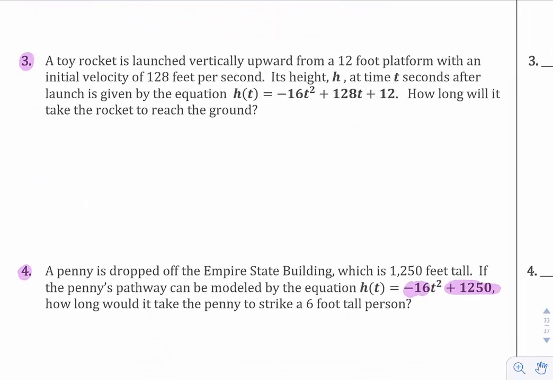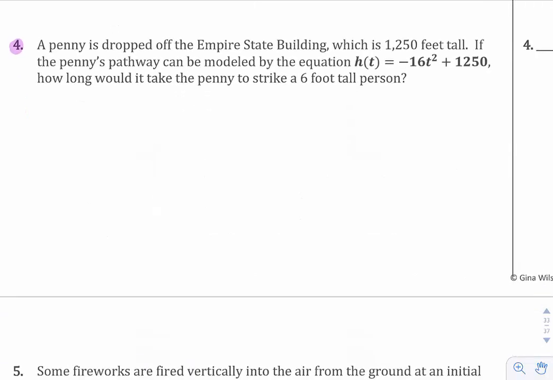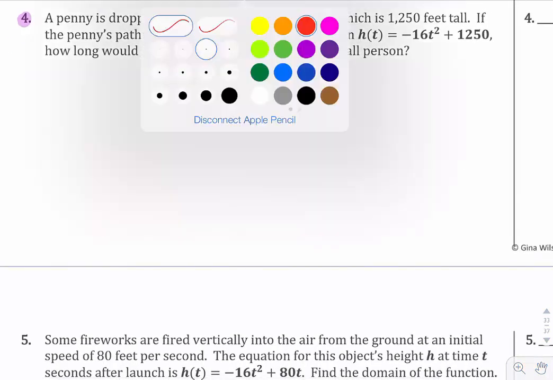Same thing when we get down here, and then I'll get to number 4. But again, we have a 12-foot platform, so it's off the ground. We have an initial velocity of 128 feet per second, and we are on Earth. So again, that's what all these things mean. These numbers all have meanings. They're not random equations.